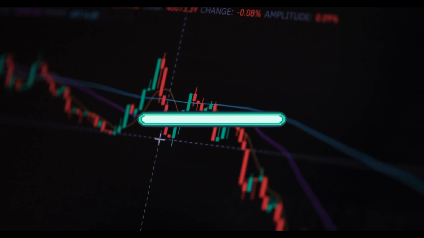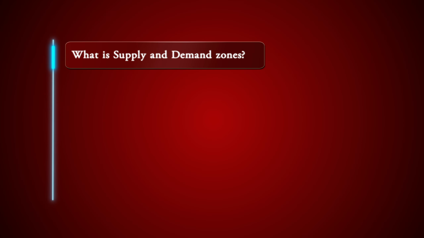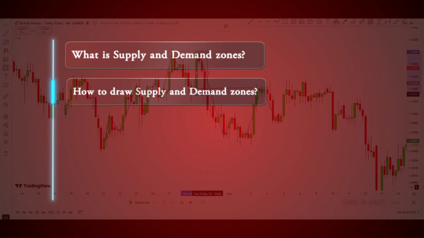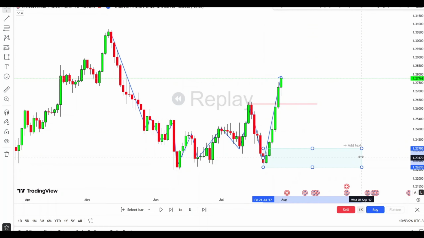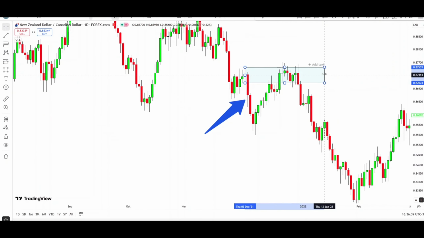I'm going to start off by teaching you, what are supply and demand zones? Why should you trade it? How to draw or mark supply and demand zones. If you don't know how to properly draw supply and demand zones, you're leaving your trades up to luck. Most retail traders mark zones wrong.